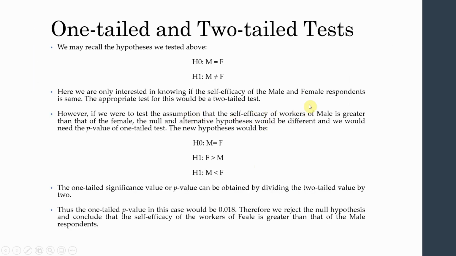So here is a slight typing error. This should have been female is greater than male, because our hypothesis is formulated as female greater than male. So the self-efficacy of female is greater than male. So this should read female and this should read as male.